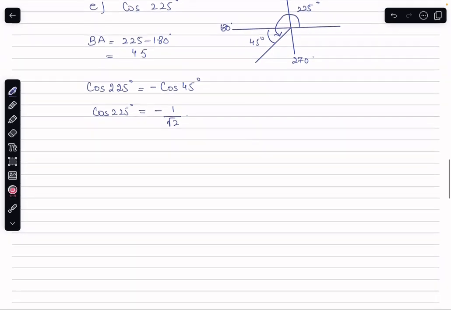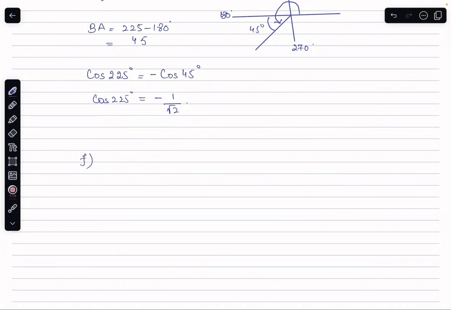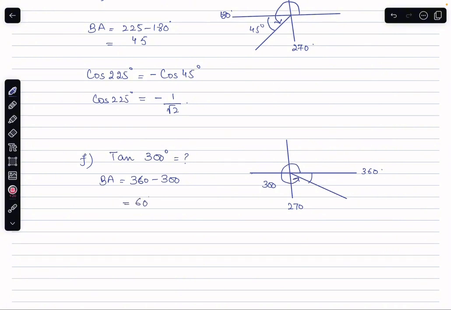Let's do another example. Let's say find tan of 300 degrees. All right, so 300 degrees will be in the fourth quadrant, between 270 and 360 degrees. So the general angle here is 300 degrees. To get the basic angle, it's 360 minus 300 degrees, giving us 60 degrees, meaning the basic angle here is 60 degrees.